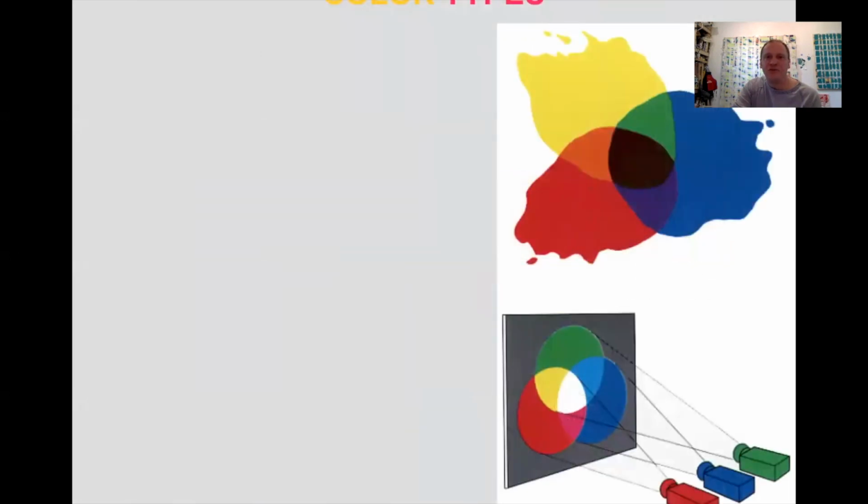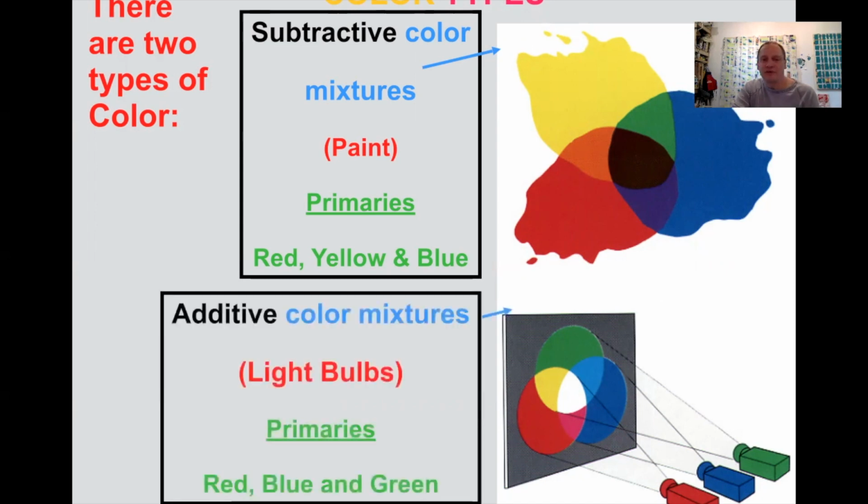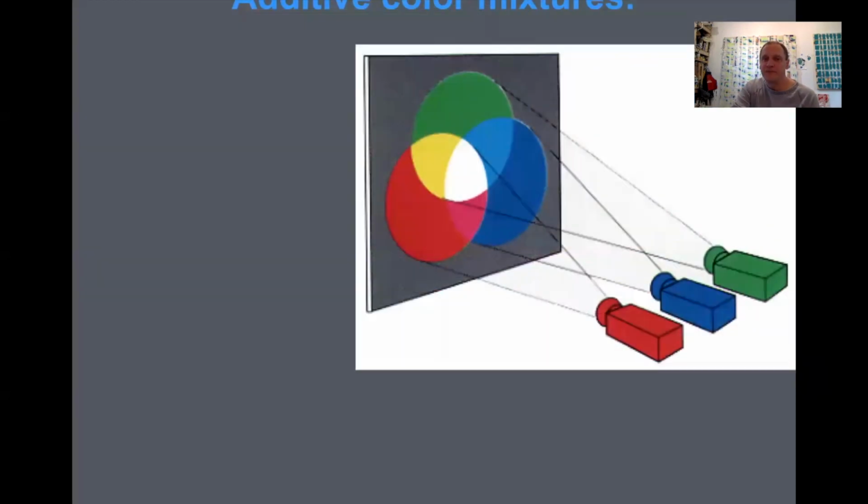So there's two different types of color, the way the color is produced. There's subtractive, and that's like what's happening with paint or fabric. And the primaries there are red, yellow, and blue. And there's also additive, which is projected light. And the primaries there are red, blue, and green.